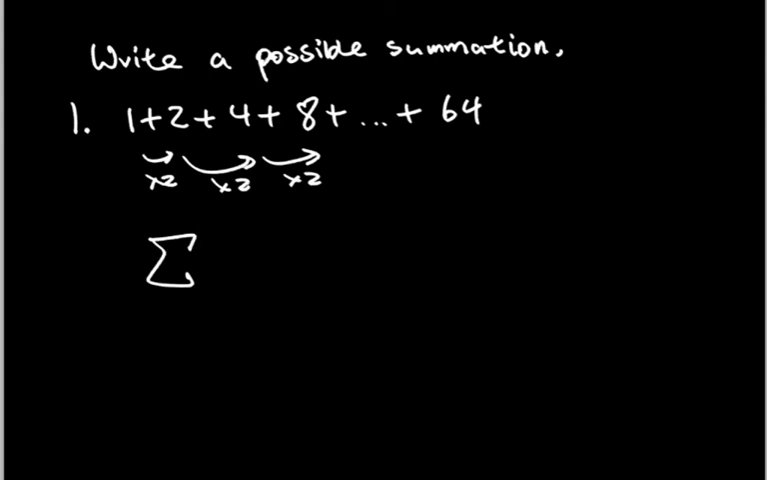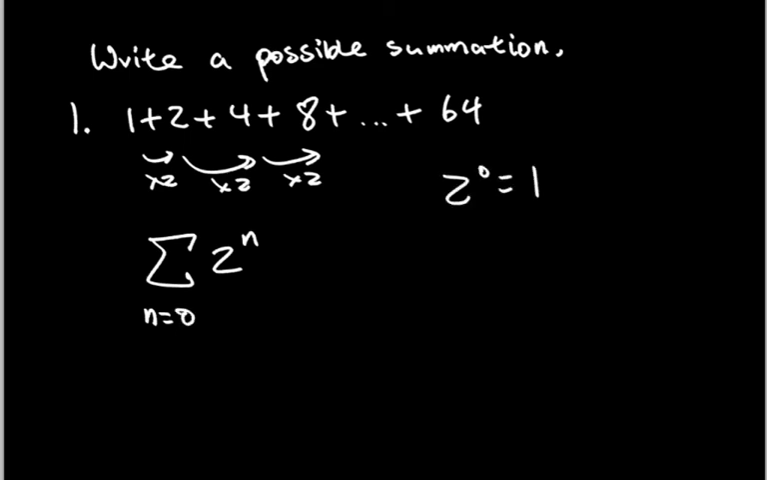So we're pretty sure then our argument is going to be 2 to the power of, let's use a variable, I'll just use n this time. So we want the first one to be 1. So 2 to what power equals 1? 2 to the 0 equals 1.